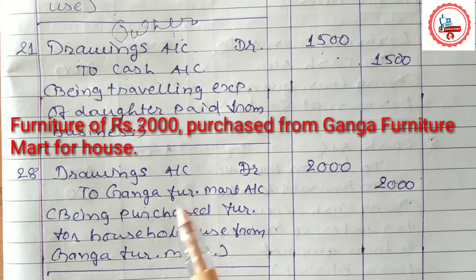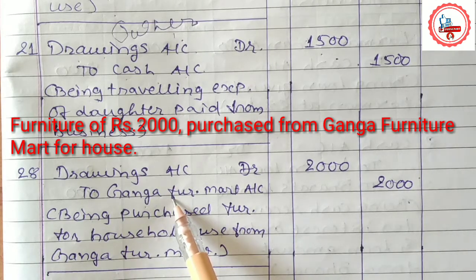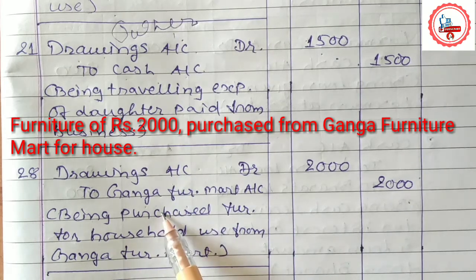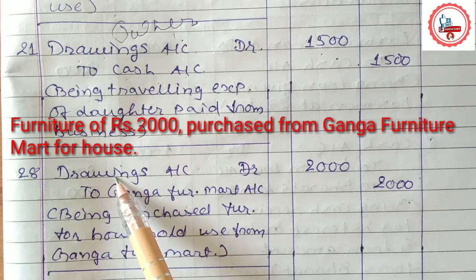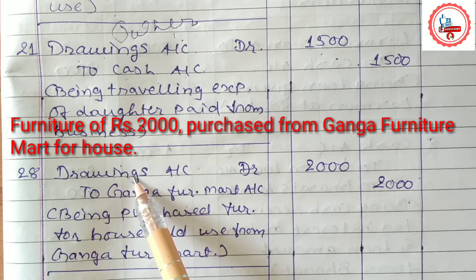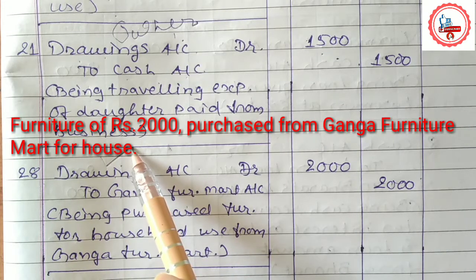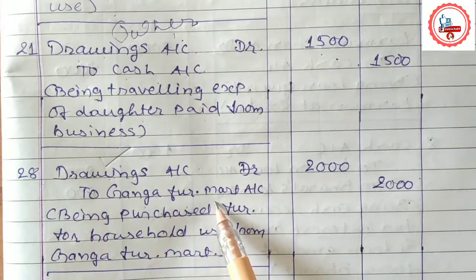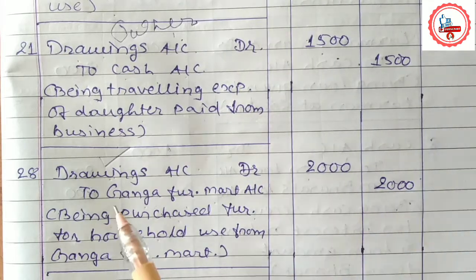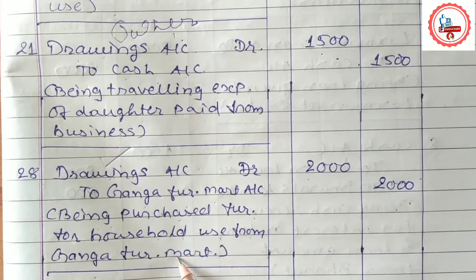From business itself. The furniture which has been purchased from Ganga Furniture Mart is going to be used for home. And that's why that is called a personal expense. The amount is going to be payable from business. That's why such a transaction is called drawings. Furniture which has been purchased for personal use is called drawings. Ganga Furniture Mart is a giver. That's why your journal entry would be drawings account debit to Ganga Furniture Mart account 2,000. Being purchased furniture for household use from Ganga Furniture Mart.